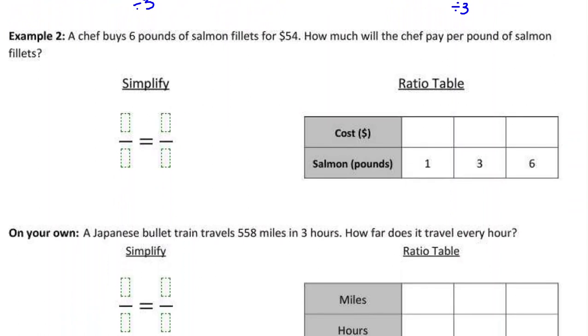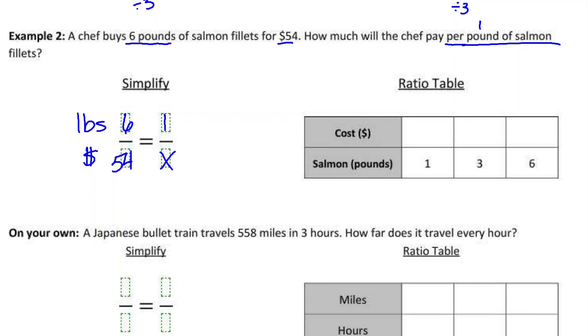So if we look at example 2, a chef buys 6 pounds of salmon fillets for $54. How much would the chef pay per pound of salmon fillets? So remember, you always need to look to see what you are comparing. In this one, we're comparing pounds to that $54, so we're comparing pounds to money. So it's 6 pounds to $54. And it wants to know how much he will pay per pound. Per pound is per 1 pound, so I'm going to put a 1 here, and I can put the x here.